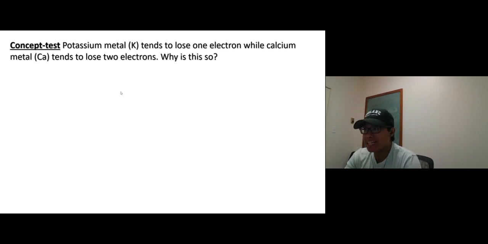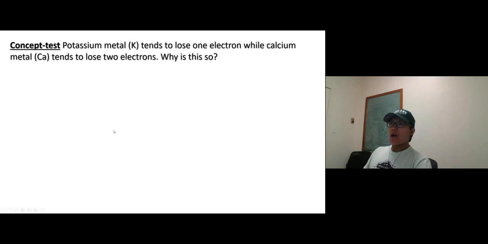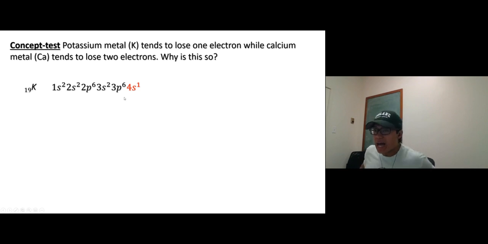Okay? And see why potassium wants to lose 1 electron and calcium wants to lose 2 electrons. All right, electron configuration, check with me. So potassium, if you look at the periodic table, atomic number is 19, so 19 electrons. So we go 1s2, 2s2, 2p6, 3s2, 3p6, 4s1. Okay, why does potassium want to lose 1 electron? Because the inside is already 8.